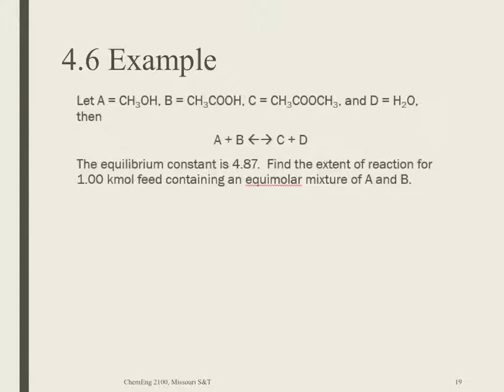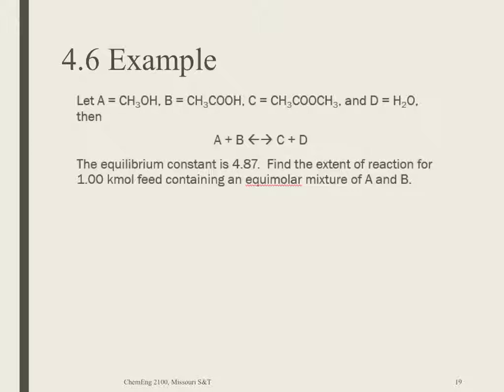Now in this particular case, A, B, C, and D are actual chemicals, but I don't want to write all those all the time. So we've just simplified it as A plus B reversibly forms C plus D. In this particular case, the equilibrium constant is 4.87. And we want to find the extent of reaction if there's a feed of 1 kilomole that's equimolar A plus B.